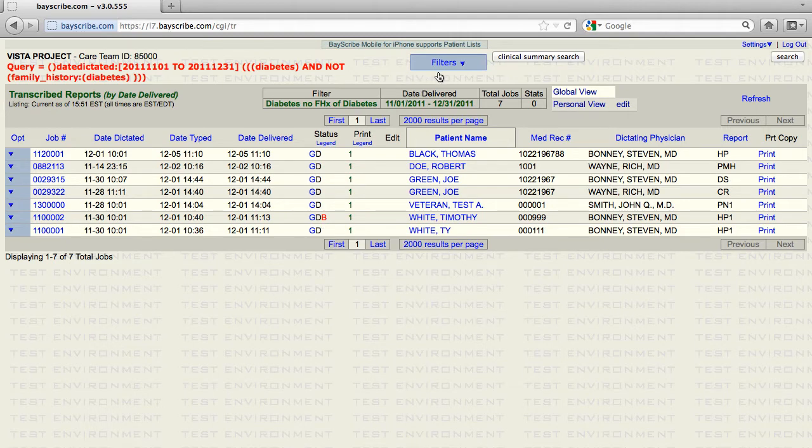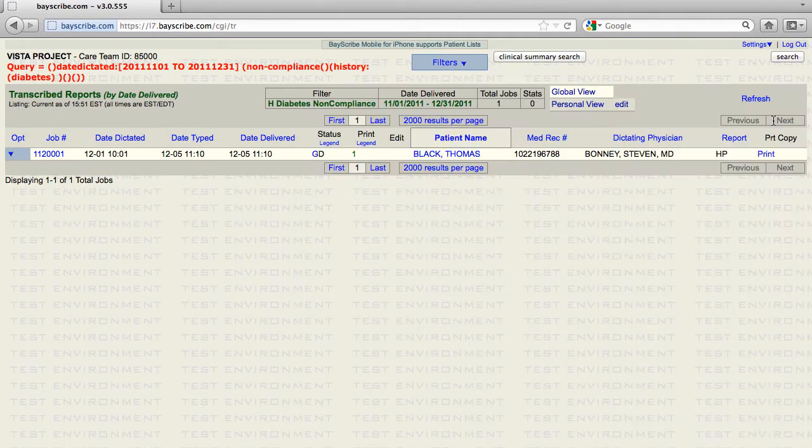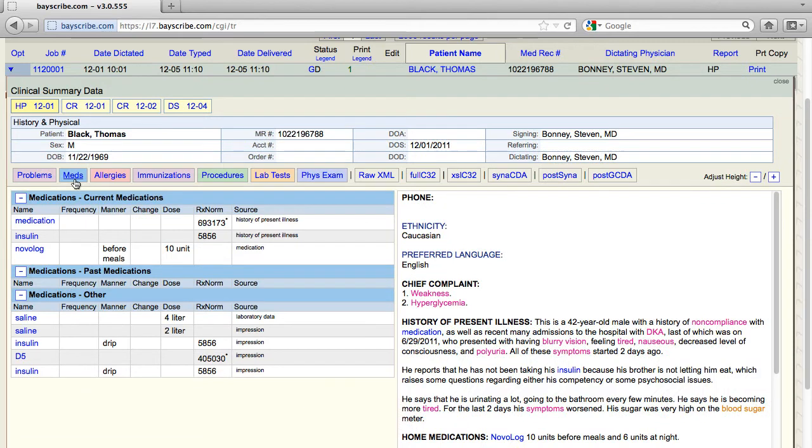I can also take a look and say, well, do we have any diabetics that have a history of non-compliance with their medications? And in fact, we do. And if we take a closer look, sure enough, we find a patient that has reference to non-compliance of their medications. While I'm in this report, I can look at not only their problems, but I can look at different medications they take. I could look across at allergies, immunizations, and procedures.